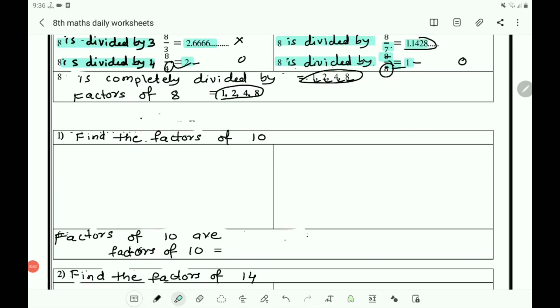Now find the factors of 10. Here you start to divide it by 1 up to 10. And you must get the quotient a positive integer and the remainder must be 0. In that case you can say that they are the factors of 10. Here you can guess the factors: 1, because 10 is divisible by 1, 10 is divisible by 2, 10 is also divisible by 5 and 10 is also divisible by 10 completely. So these are the factors. So verify and find the answer here.